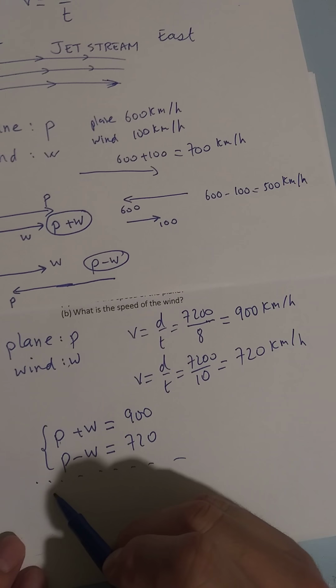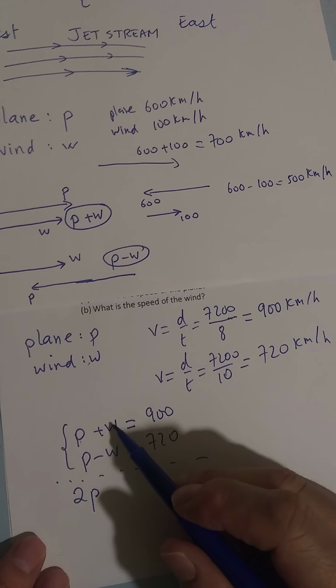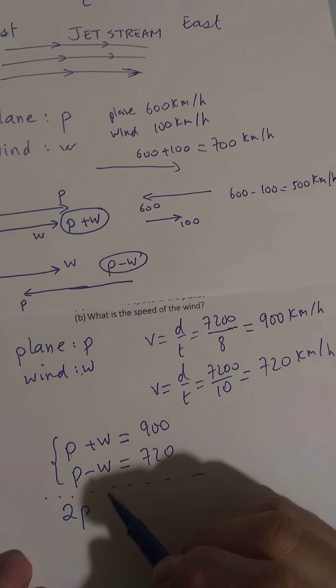So p plus p is 2p. And then these two cancel. Plus w minus w will cancel. Equals. Add these two numbers. So you end up with 1620. Divide both sides by 2. And that'll give you p equals 810. Now put this p equals 810 in any of these equations, and then that'll give you w.